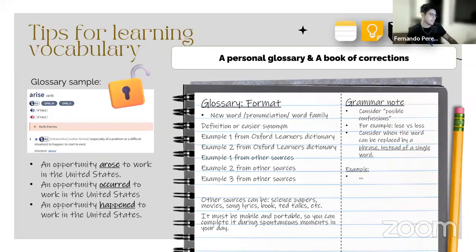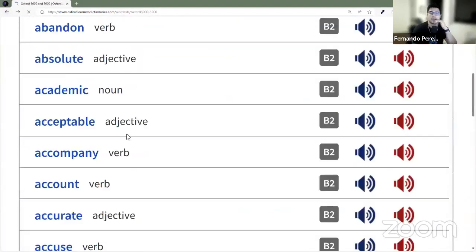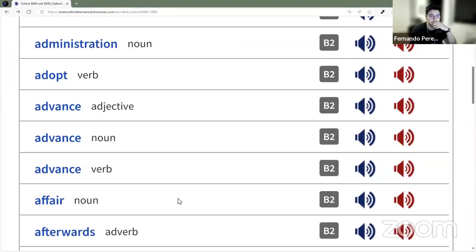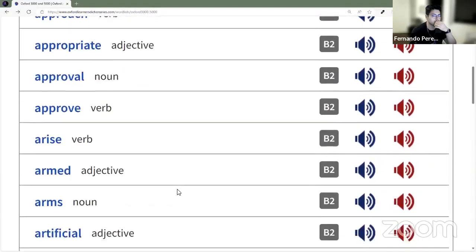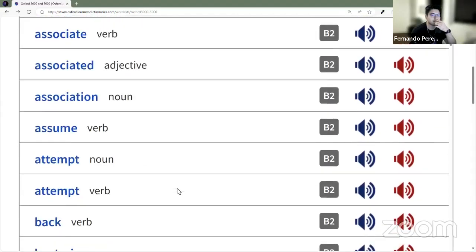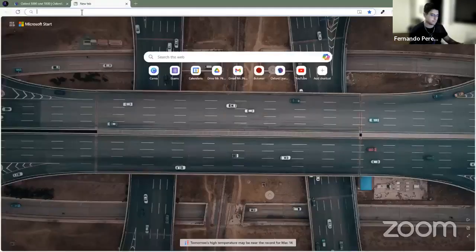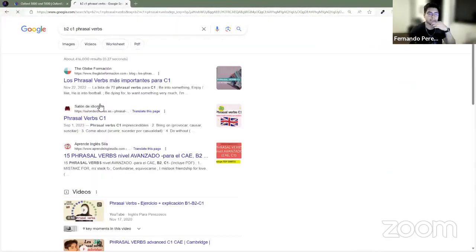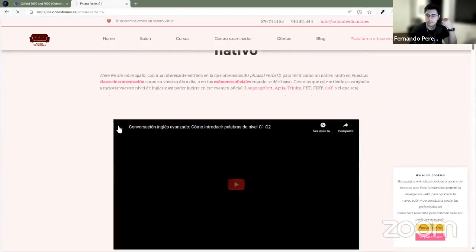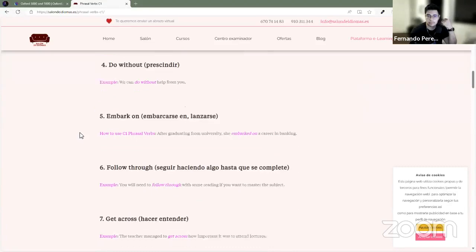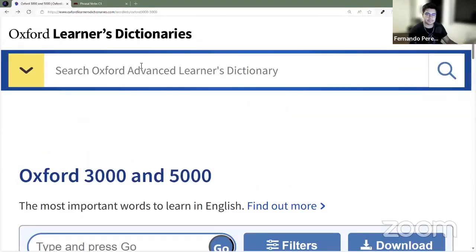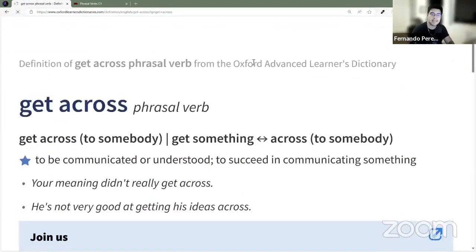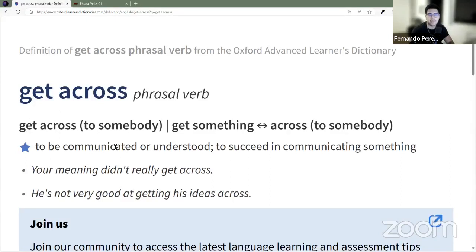Check this out. Let me find a word that doesn't have a single synonym. This can be a phrasal verb. Let's find a phrasal verb. This one. And all this in Spanish. Jesus. Okay, get across. I like this one. Get across. To be communicated or understood.